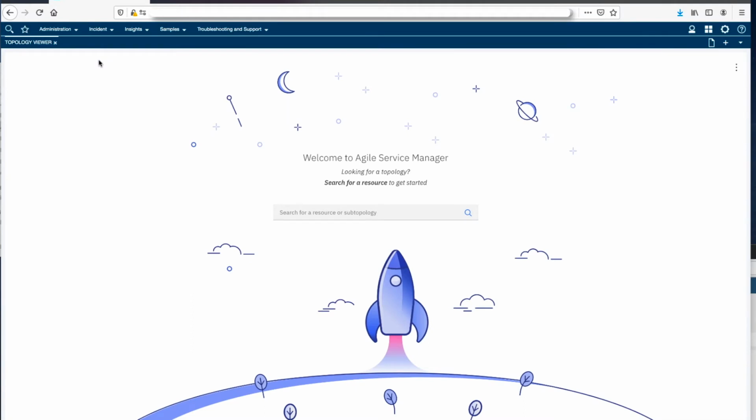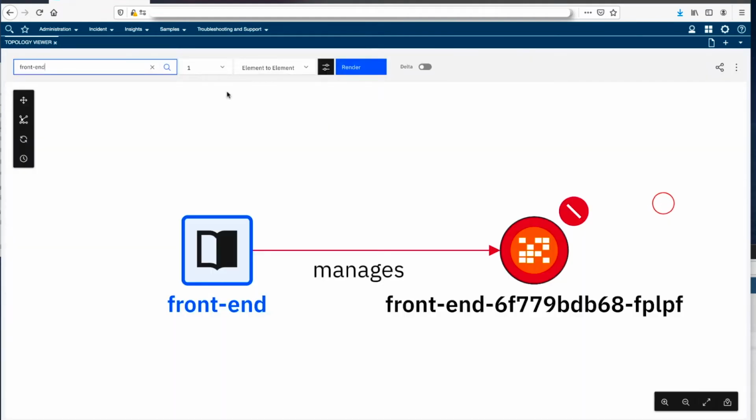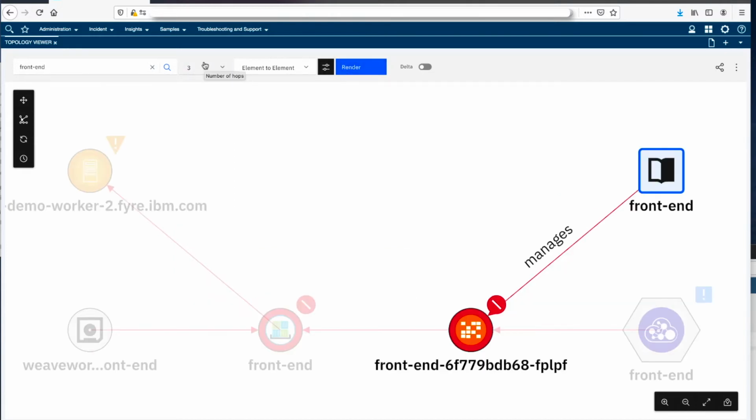In this example, we're going to navigate to a resource in the topology and start to explore its relationships and state. So in this case, we're going to go and take a look at the front-end service and see what it's related to. This gives good context about the structure of the environment, a potential cause of problems and symptoms.